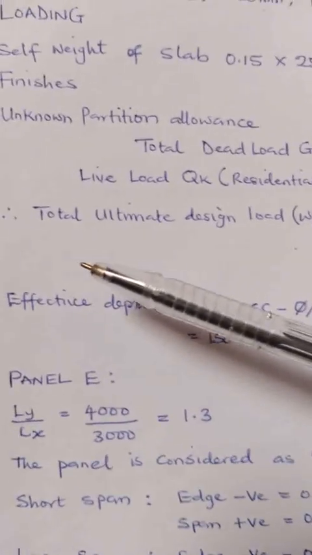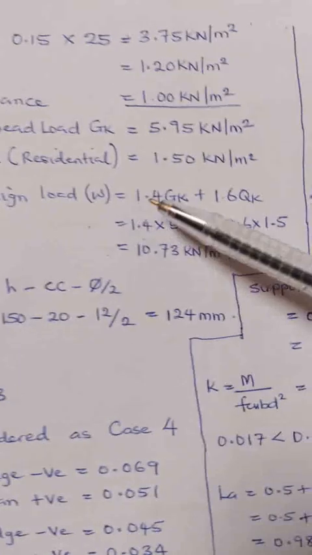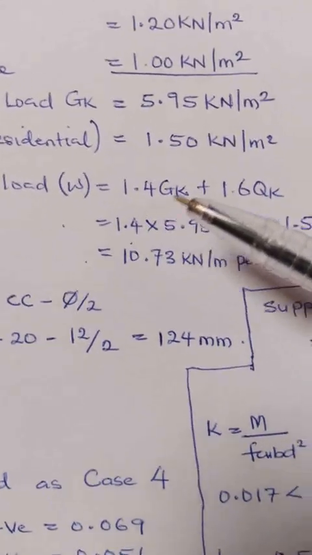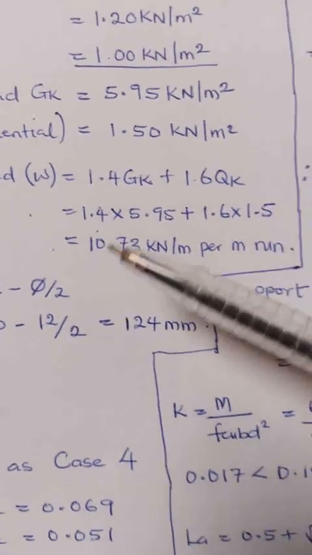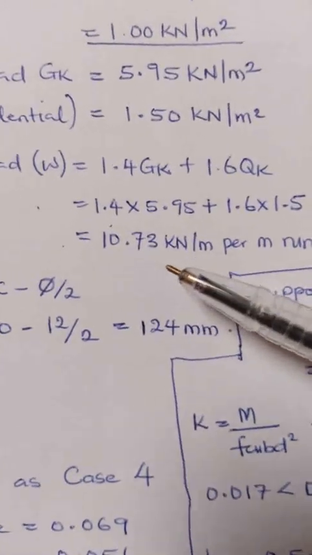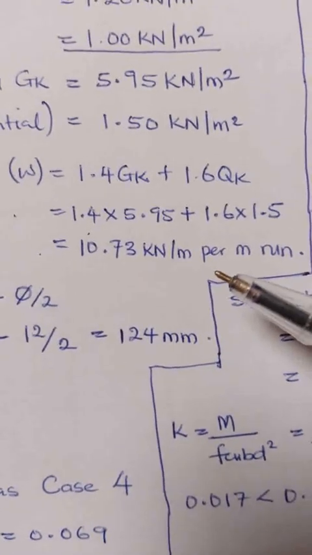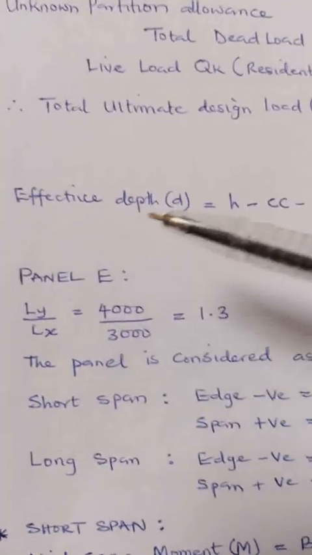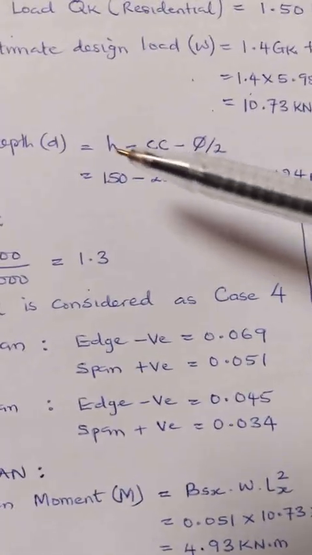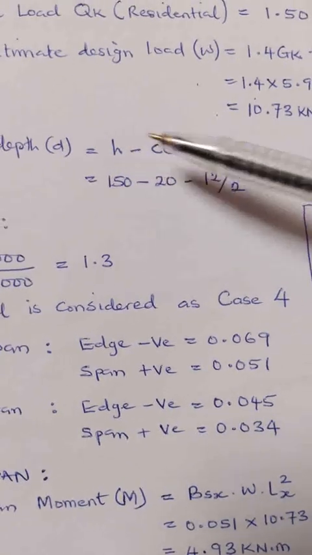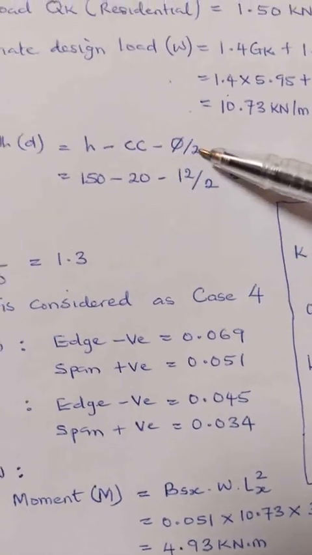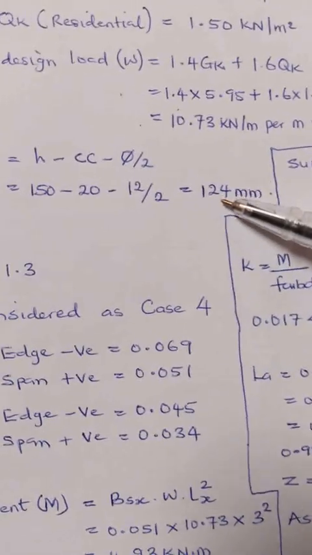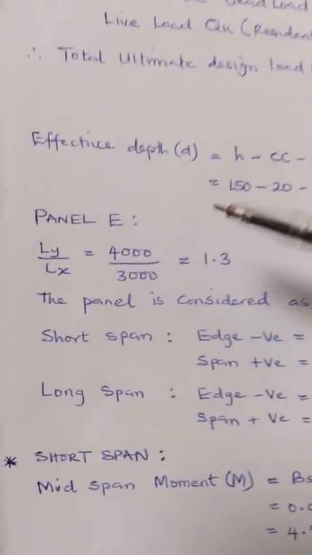Now the total ultimate design load W is the factored load: 1.4 GK plus 1.6 QK. When you substitute, you have 10.73 kilonewton per meter run, because in slab we consider per meter run. Then you calculate the effective depth. The effective depth is the overall depth of the slab less the concrete cover and half of the diameter of bar. When you substitute, you have 124 millimeter as effective depth.